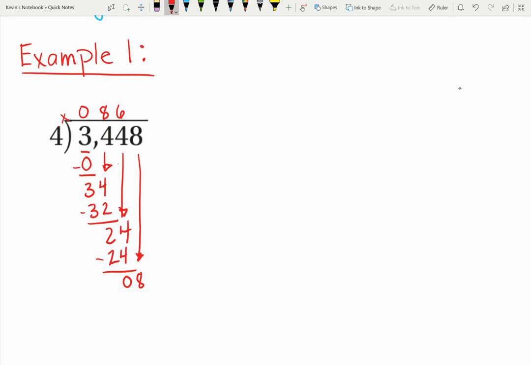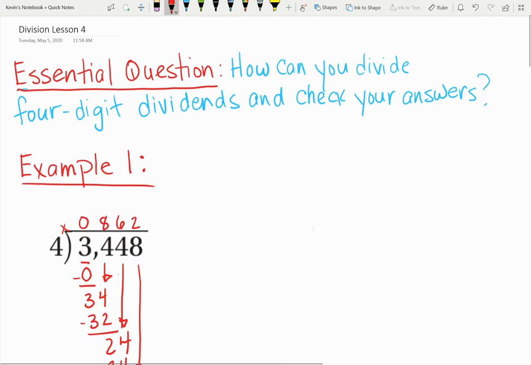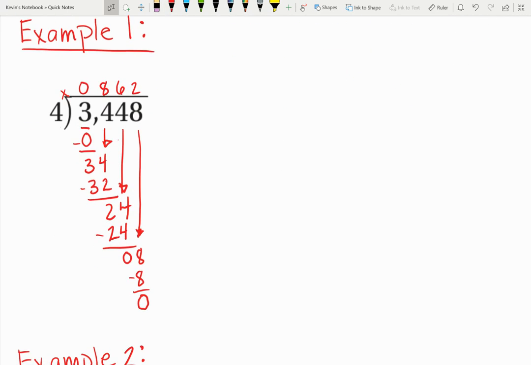So 8 divided by 4 is 2. Then you do 2 times 4 is 8. Subtract, remainder of 0. And again, it's asking us to check our answers. So remember, you're going to multiply your quotient times your divisor. And it should equal your dividend. So let's see if it is.